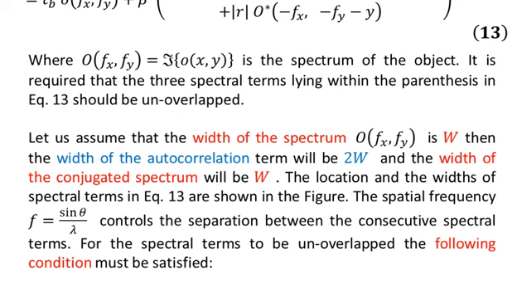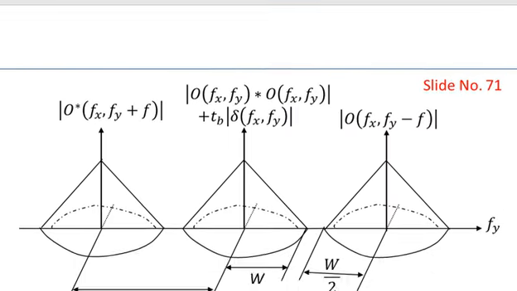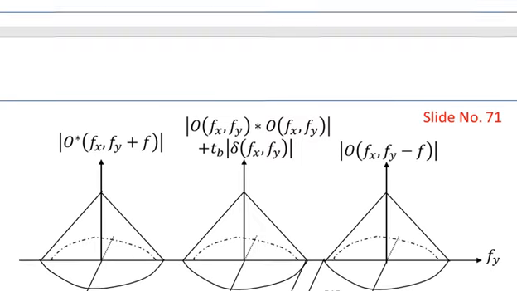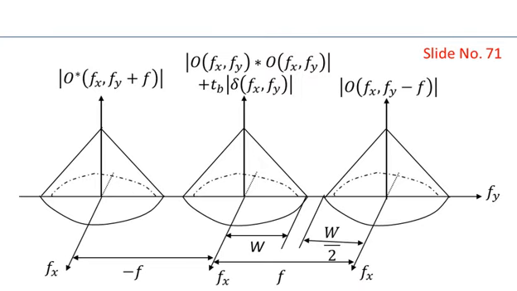So the spatial frequency f is equal to sin theta over lambda controls the separation between the consecutive spectral terms. For the spectral terms to be unoverlapped, the following condition must be satisfied. You see that here I have shown correctly that the argument of capital O is fy minus f, not fy minus y. So fy minus f and fy plus f are shown on the terms which show the absolute value of capital O and the absolute value of O star. The arguments are respectively fy minus f and fy plus f.